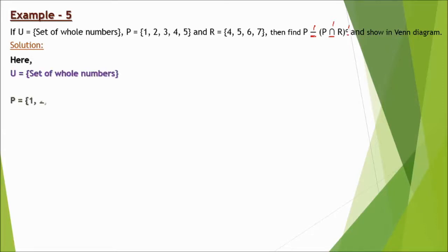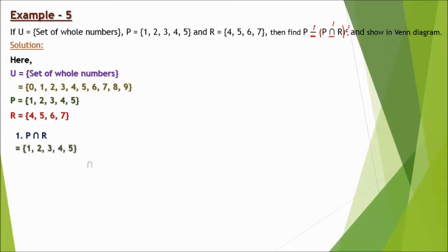Set of whole numbers and P and R. So what are the elements of the universal set? So 0 as a whole number: 0, 1, 2, 3, 4, 5, 6, 7, 8, 9. So they are the set of whole numbers. Now first we have to find P intersection R because we have to start from the bracket. So step 1 is P intersection R. So let's write the elements of P, the intersection sign, and the elements of R.